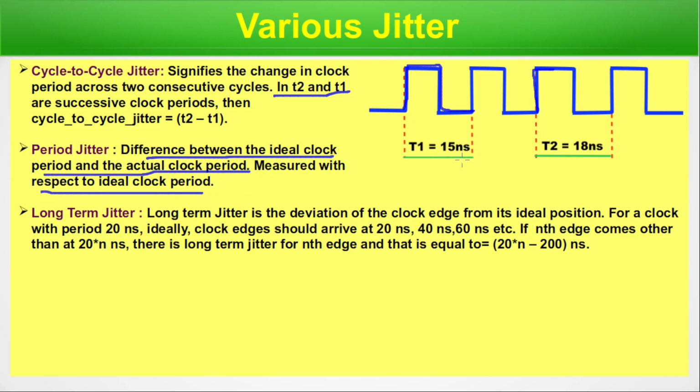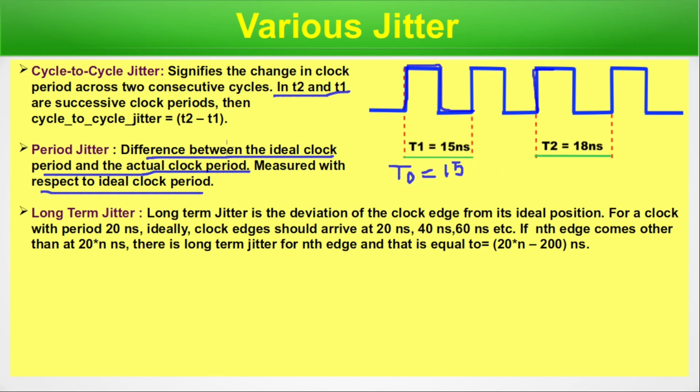So, if the ideal clock period is 15 nanoseconds, then for this clock period, jitter is 0. We consider T0 as ideal and that is 15. So actually there is no jitter in this clock period. Although here there is a jitter, so it will be 3 nanoseconds.